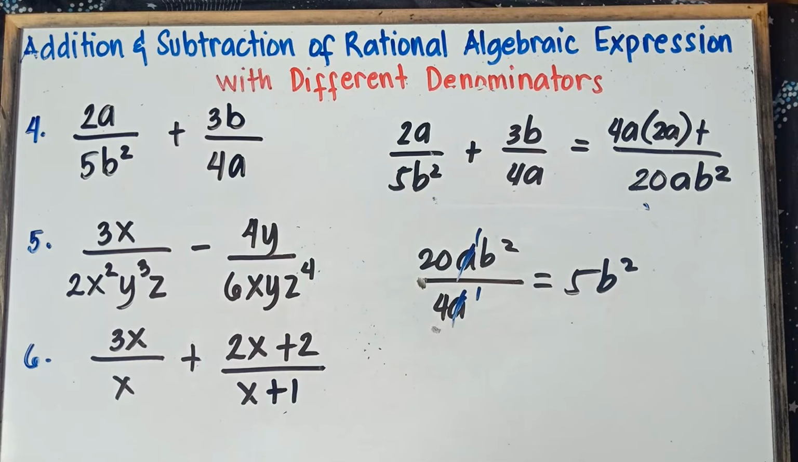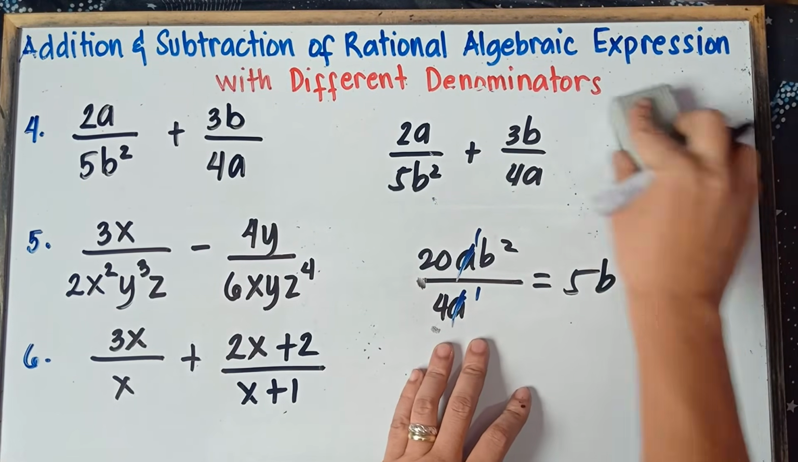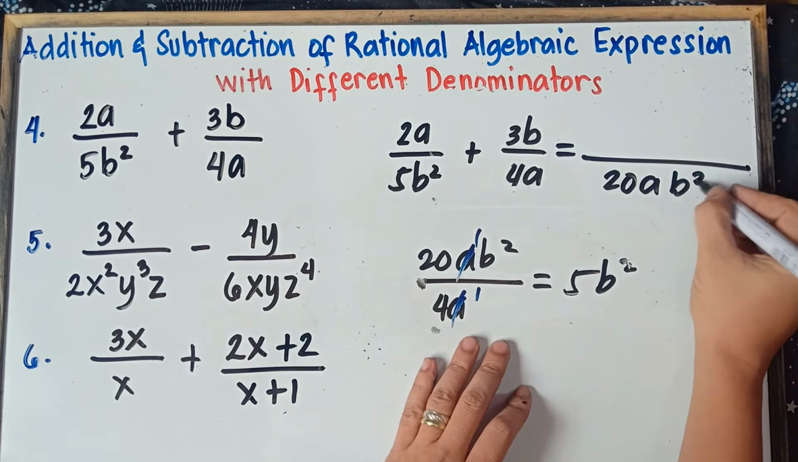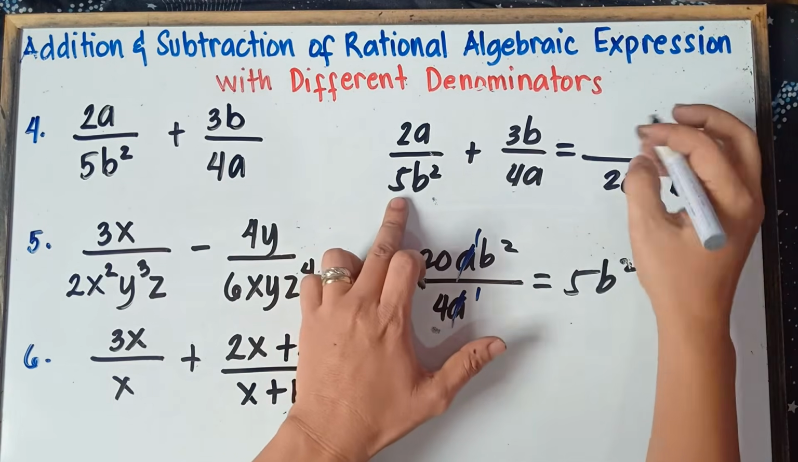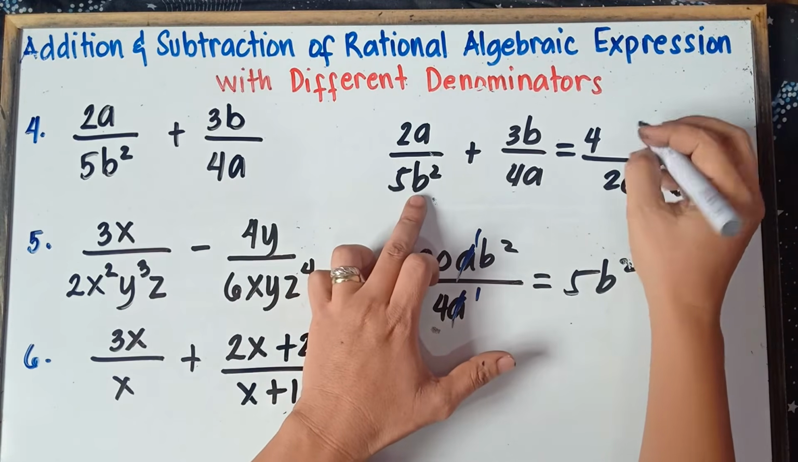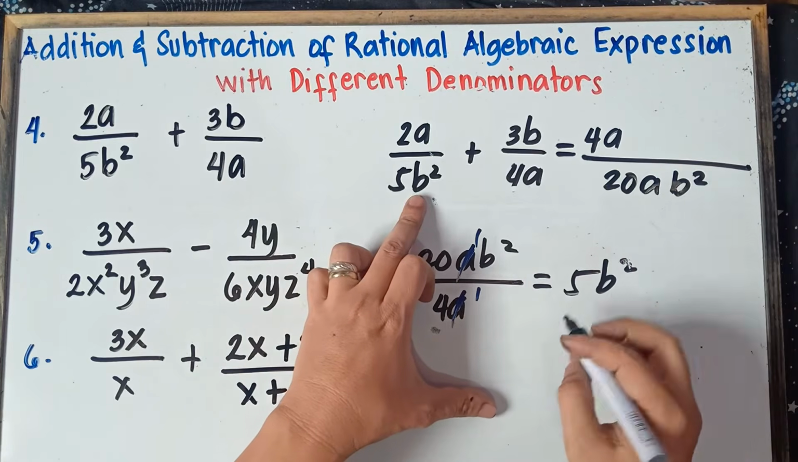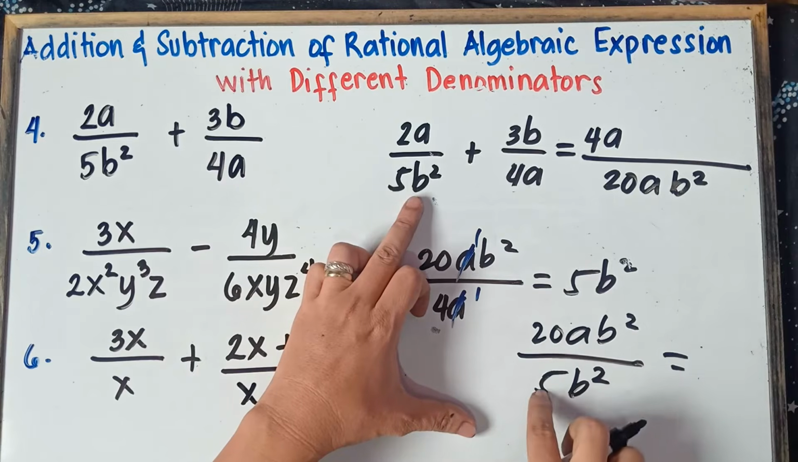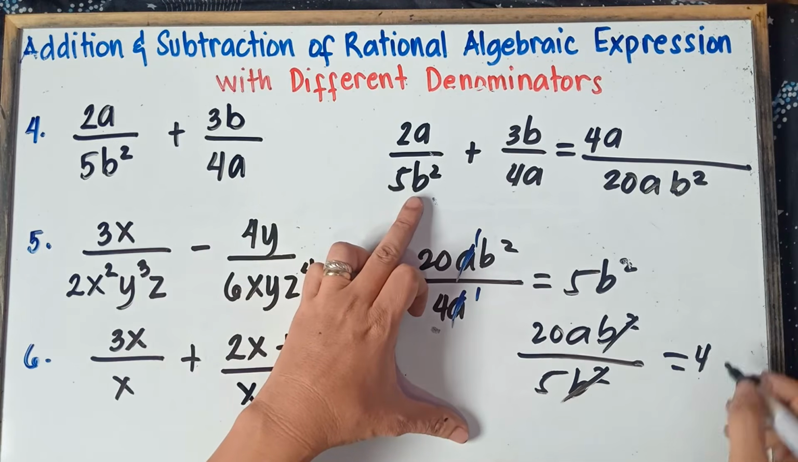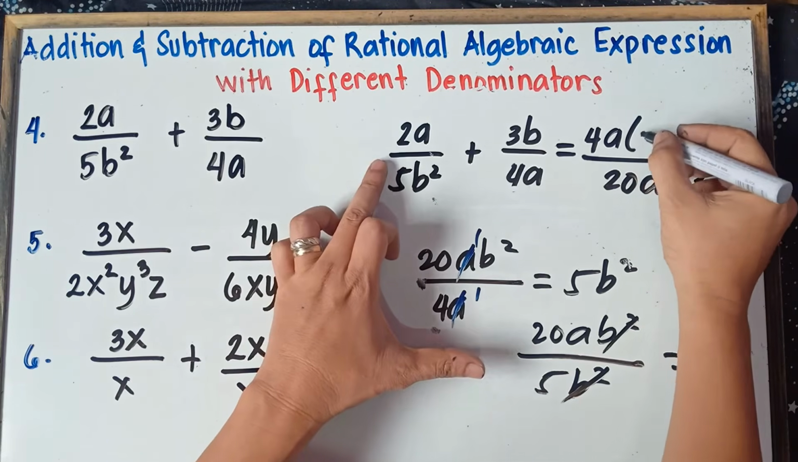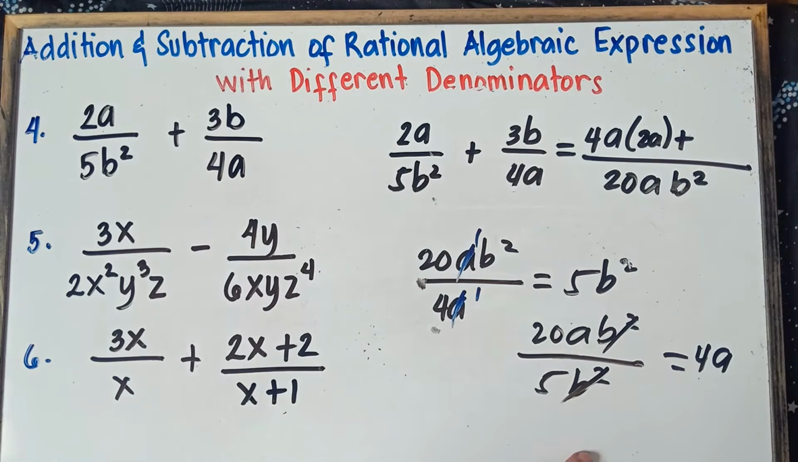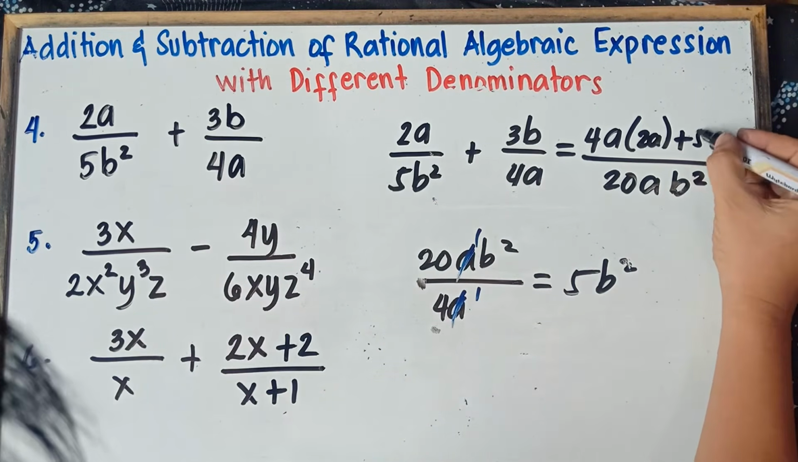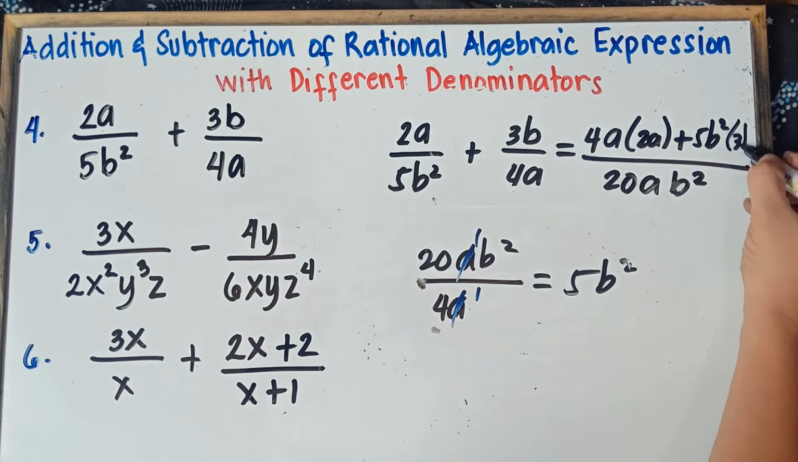So we don't have enough space, class. So let me just write it again. So our LCD, that would be 20a b squared. And then 20 divided by 5 is 4. And then copy a. Okay, once again, that's 20ab squared divided by 5b squared. So 20 divided by 5 is 4. Cancel b squared. So that would be 4a. Copy a. 4a times 2a. Copy plus sign. And then 20ab squared divided by 4a. The answer is 5b squared multiplied by 3b.